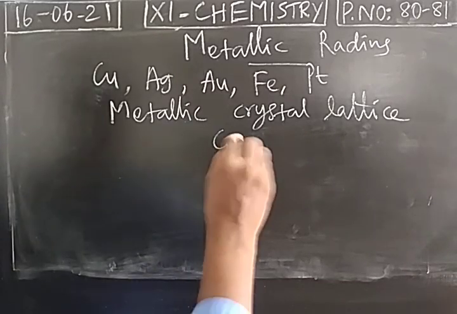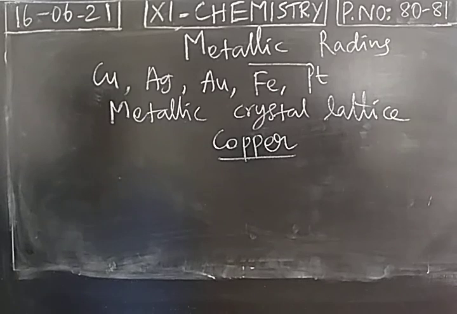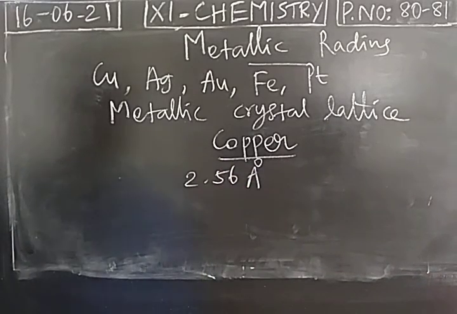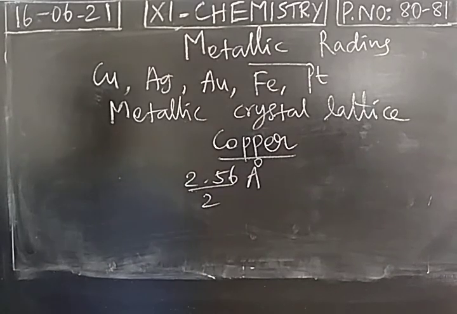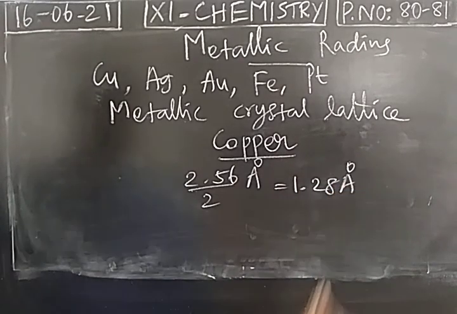When you consider copper, the copper metal is analyzed, the internuclear distance is found as 2.56 angstrom. 2 copper atoms will be closely bonded by a metallic bond. So internuclear distance is divided by 2. We get the metallic radius of copper. So bonding is different.